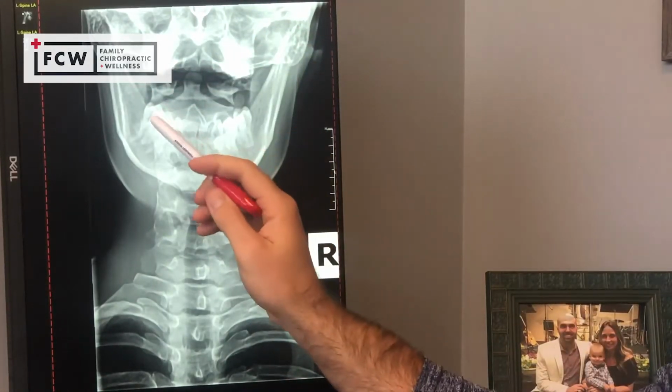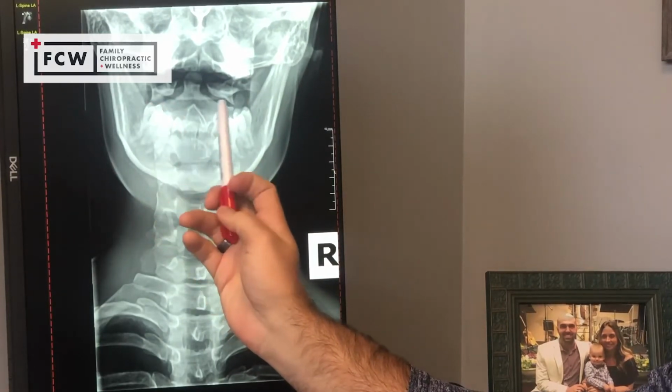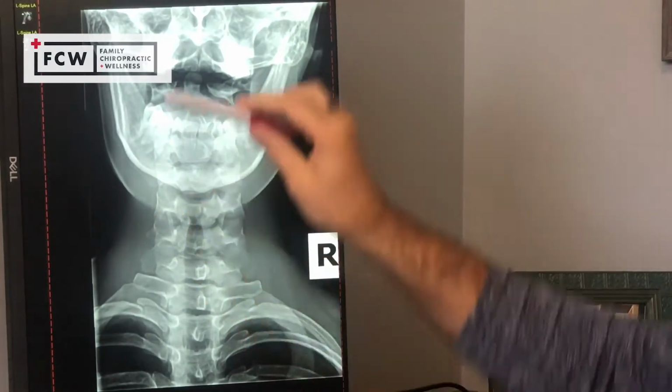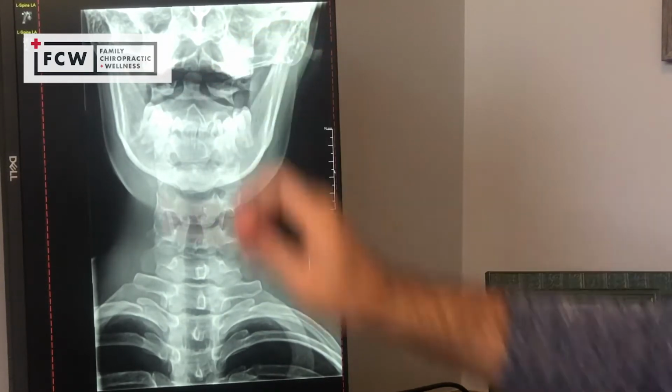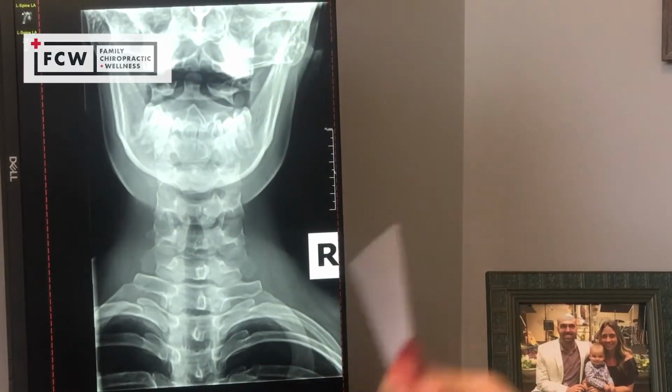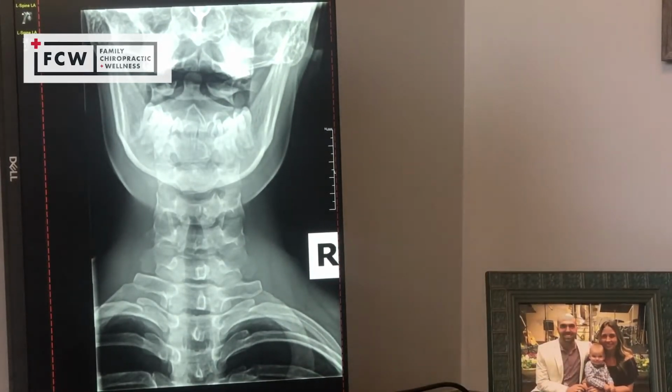What we're looking at is that there's a little bit of a right lean. This side of C1 is much higher than the side below. So instead of being straight, it's twisted. What that does is it changes the biomechanical stress, so one side is more stressed than the other, and it can alter how the nerves are functioning.